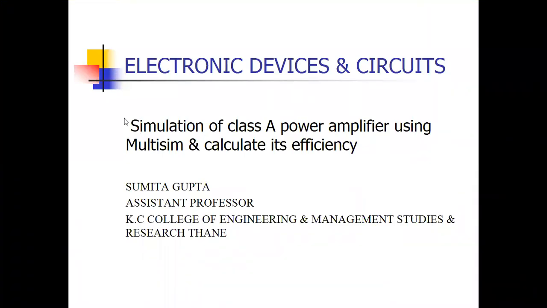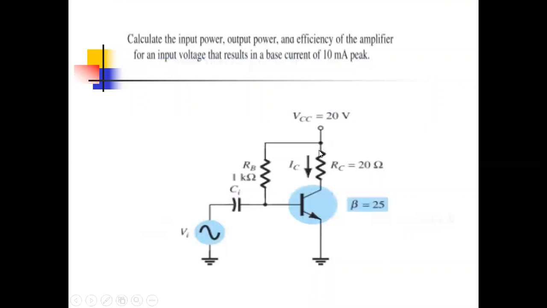Today we will do simulation of class A power amplifier using Multisim software and we will calculate its efficiency. So for example, this is the circuit of class A power amplifier. Suppose the given resistances are 1K, 20 ohm and supply is 20 volt, and the given transistor's beta is 25 and the base current is 10 milliampere. And it is asked in the numerical, you have to calculate the efficiency of the circuit, but not theoretically, you have to do this by simulation.